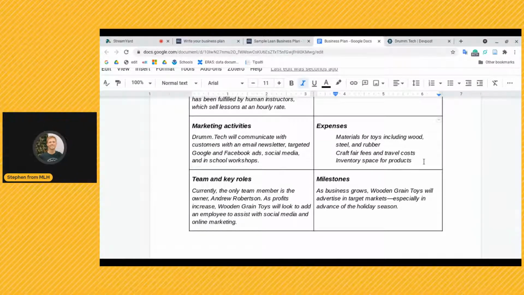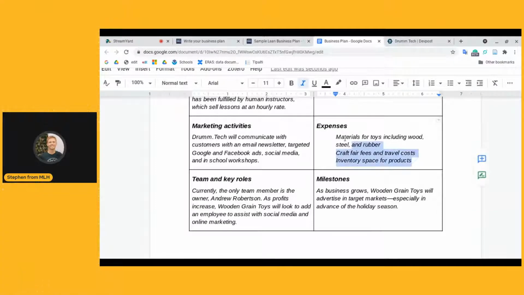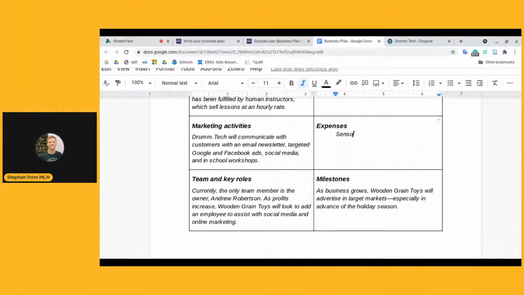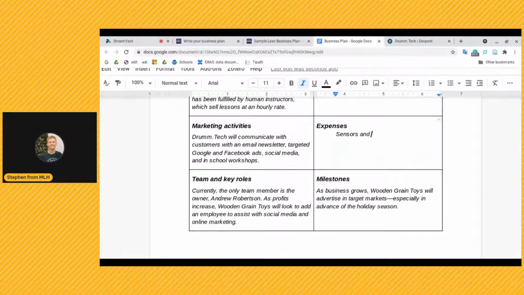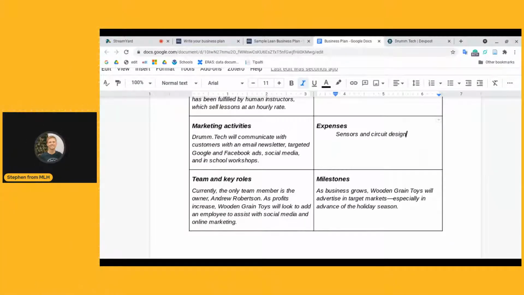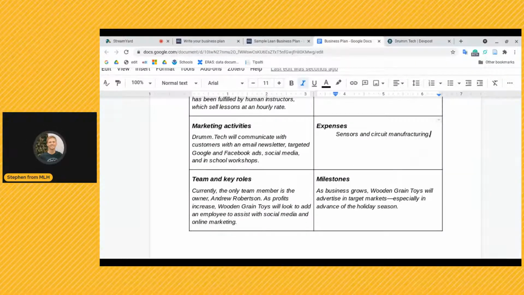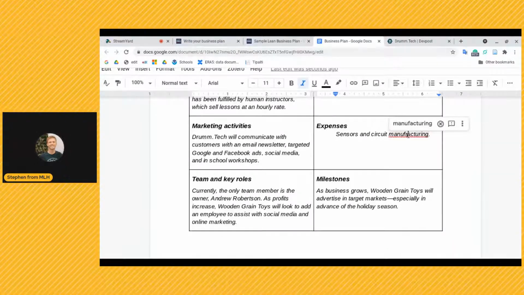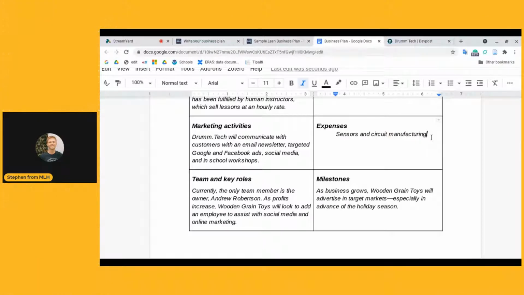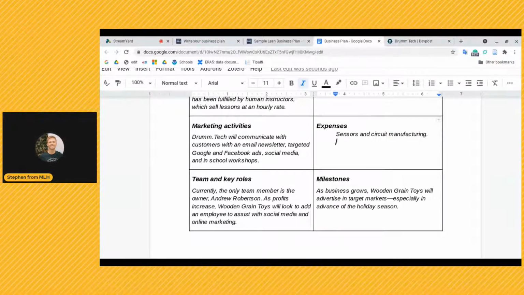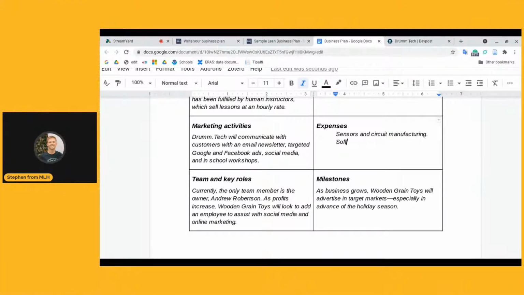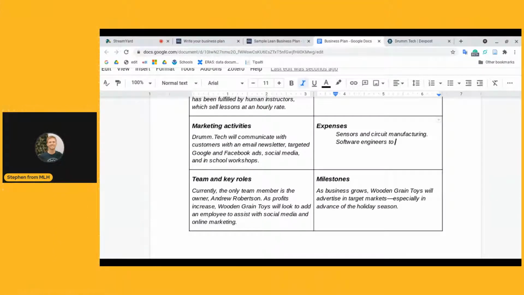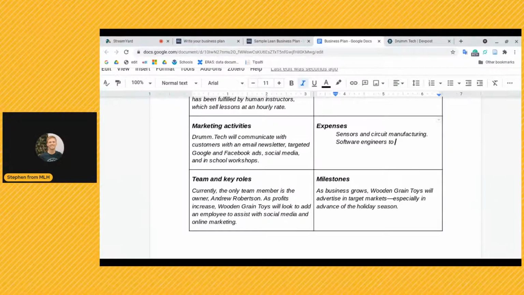And what kind of expenses might we have? Well, we might need sensors and circuit design, circuit manufacturing. These are definitely going to be important for us. We also will need to employ some software engineers to develop and maintain the technology.